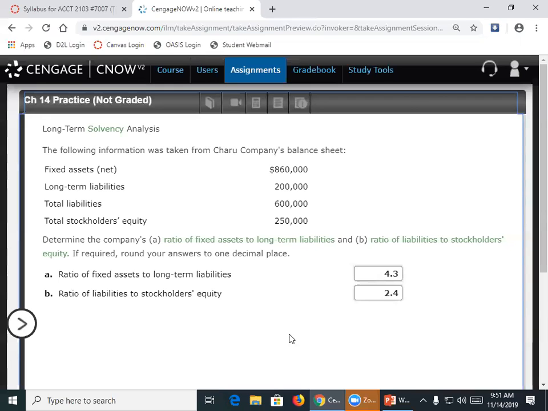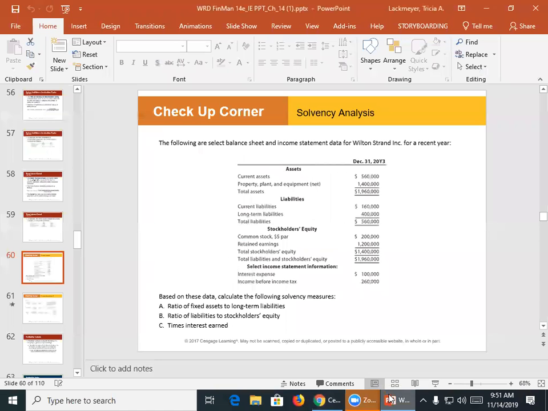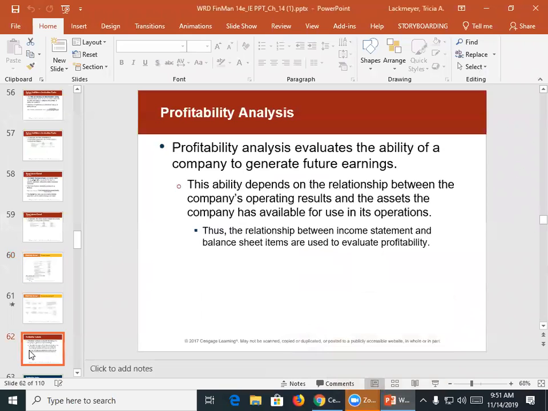So those are the only 2 solvency ones we're doing on here. Again, there's the time interest earned as well, which I think you do on your homework, but you have that there. Any questions on those? Ratios aren't too bad, right? It's just remembering the intermediate calculations sometimes.